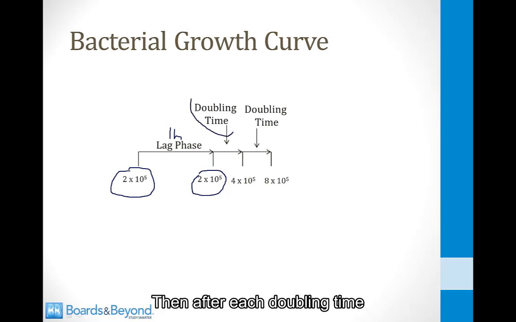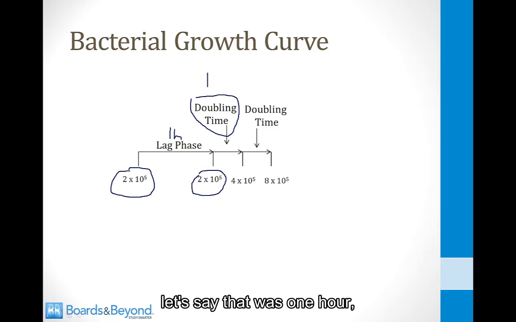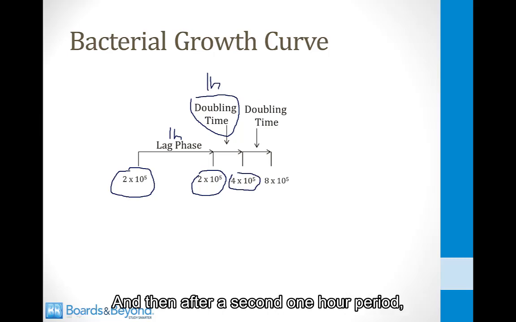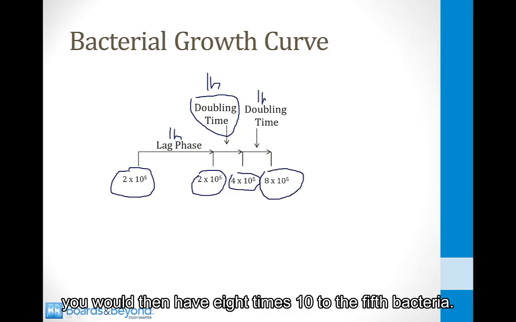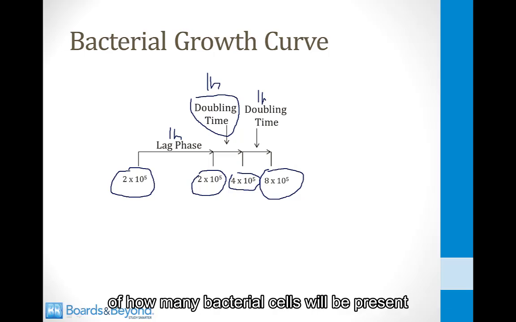Then, after each doubling time into the exponential growth phase, you would double the number of bacteria. So after one doubling time, let's say that was 1 hour, so after another hour, you would have 4 times 10 to the 5th bacteria. And then after a second 1 hour period, another doubling time, you would then have 8 times 10 to the 5th bacteria. And this is the way you can do some simple calculations of how many bacterial cells will be present if you know the length of time for the lag phase and the doubling time for a given bacteria.